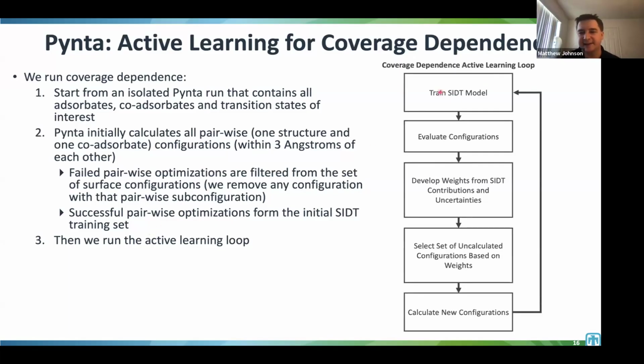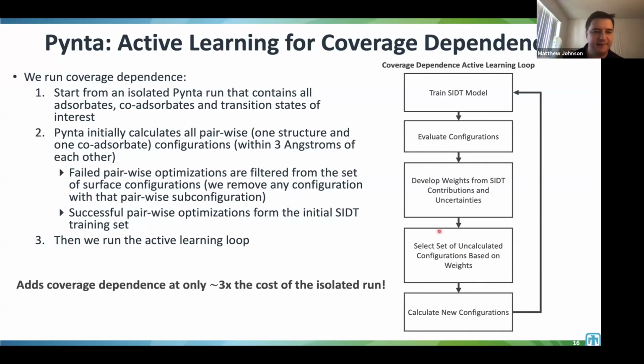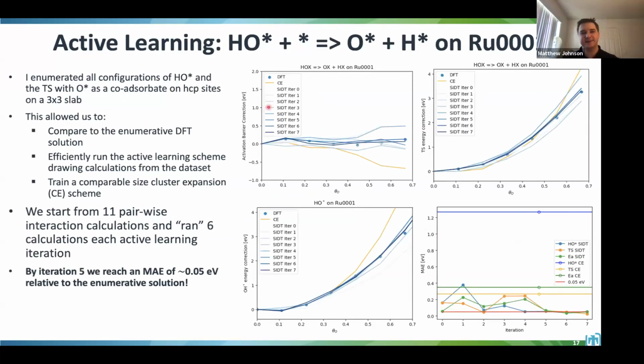which we then run in an active loop where we train our SIDT. We evaluate our entire configuration space. We leverage the internal structure of the SIDT to develop weights based on both the contributions, so what SIDT nodes were used a lot in predicting certain different configurations, the energetics of those individual configurations, and the uncertainties in those predictions. We use these weights to select an uncalculated set of configurations that best aligns with our weights. And then we calculate those new configurations and so on.